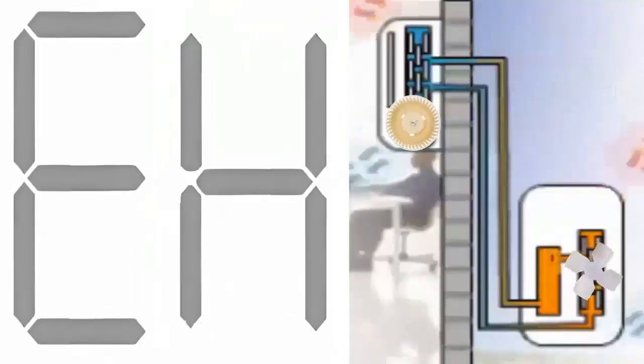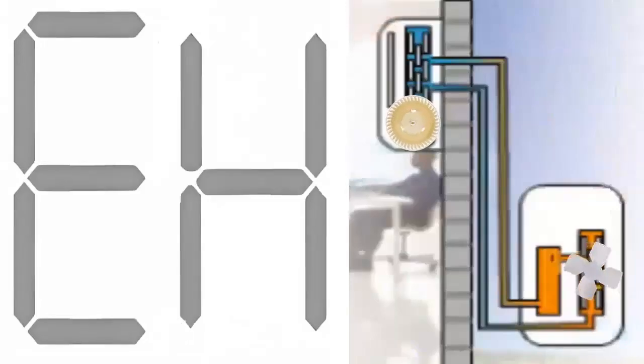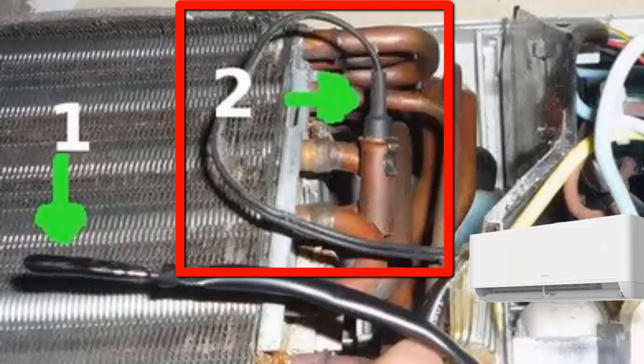2. Meanwhile, error code CH61 refers to an issue with another thermistor installed on the copper tube of the evaporator. This sensor measures the evaporator's temperature.